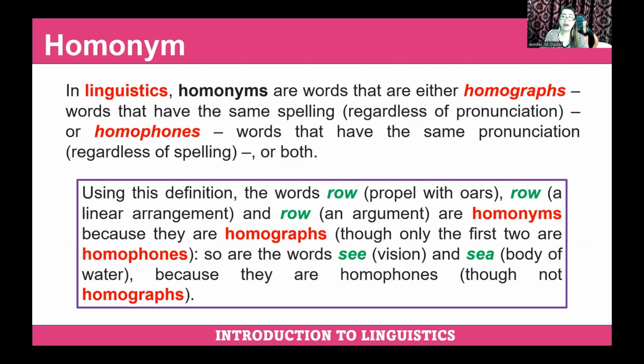So are the words sea, referring to vision, and sea, body of water, homophones though not homographs? Yun yung pinagkaiba ng mga examples natin. Diba yung isa ay sea and sea, sea which means vision, and sea which means body of water, siya ay homophone kasi tulad siya ng pronunciation. Pero hindi siya homograph kasi magkaiba siya ng spelling. So, kapag applicable yun, yan na nga po yung general term natin na homonyms.